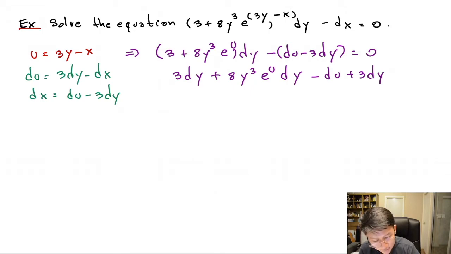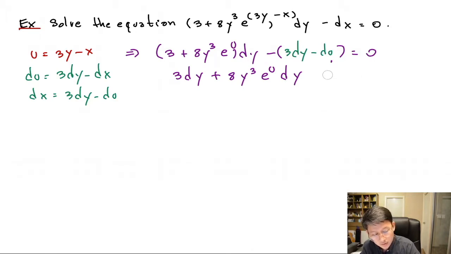Oops, guys, sorry. I made this mistake twice. Here is 3 dy minus du. So here I change it to 3 dy minus du. So it would be minus 3 dy plus du equals 0.